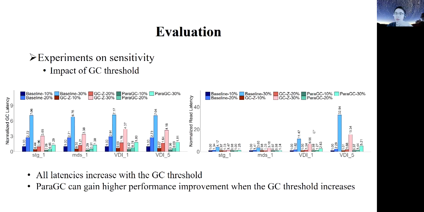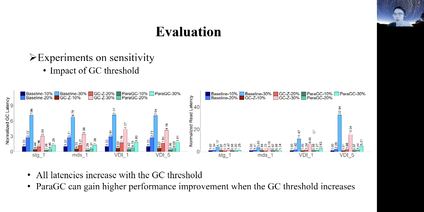Some design-related sensitivity studies are also performed. We first measure the impact of GC threshold by varying it from 10% to 30%. And we assess the read latency, the write latency, and the GC latency on different GC thresholds. We found all latencies increased with the GC threshold. This is because the number of relocated valid pages proportionally grows with the GC threshold, exacerbating the interference between the foreground access and the background relocation.